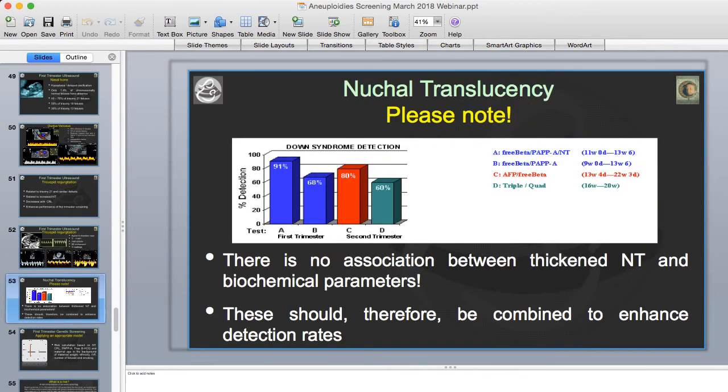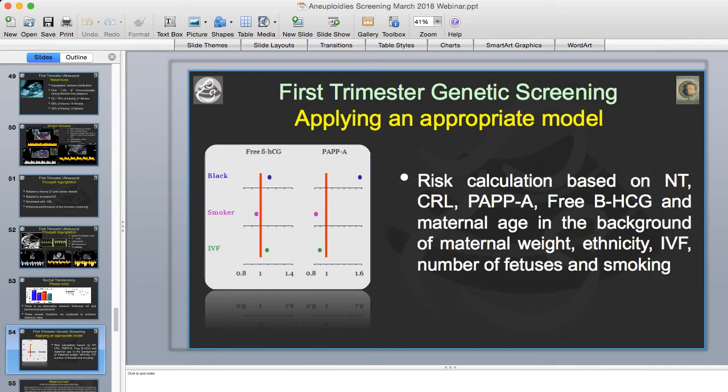What about ignoring biochemistry? Do remember that there is no association between the thickened NT and biochemical parameters in the abnormal fetus, and therefore, ideally speaking, we must combine them to enhance detection rates, which, as I showed you in the beginning, ultrasound plus maternal age plus biochemistry is better than ultrasound plus maternal age or ultrasound plus biochemistry. Therefore, we must use all this as a combination and then come up with a risk. This risk is based using an appropriate model, which always adds on the NT, the CRL, the PAPP-A, the free beta HCG in the background of maternal weight, ethnicity, IVF, number of fetuses, and smoking.